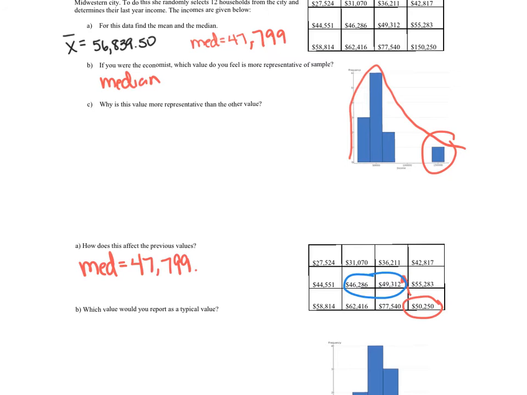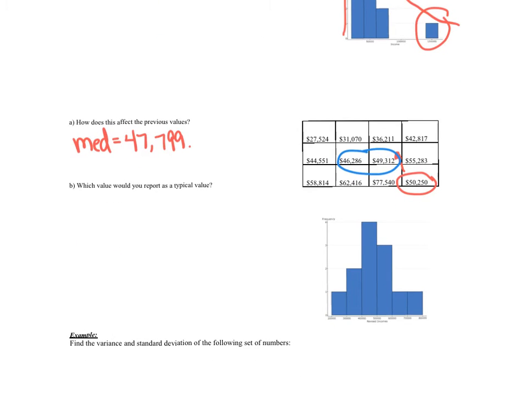But look at the graph for the new one now. Let's talk about the shape real quick before we continue. The shape of this graph is fairly symmetric. And let's go ahead and calculate the new mean for this data set. When we figure in that new 50,250, the new mean is going to sit at $48,605.20. So notice the shape of the distribution is now somewhat more symmetric.